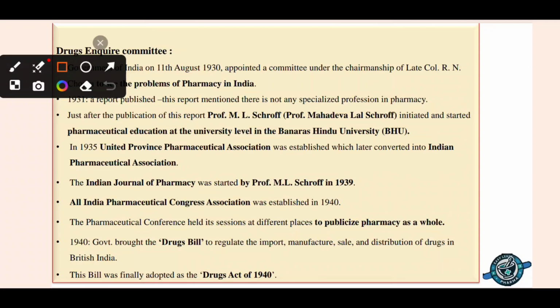At that time, some manufacturing companies manufactured, distributed, and sold spurious quality drugs, that means bad quality drugs. To regulate such problems, the government brought the Drugs Bill in 1940, to regulate the import, manufacture, sale, and distribution of drugs in British India. This bill was finally adopted as the Drugs Act in 1940.